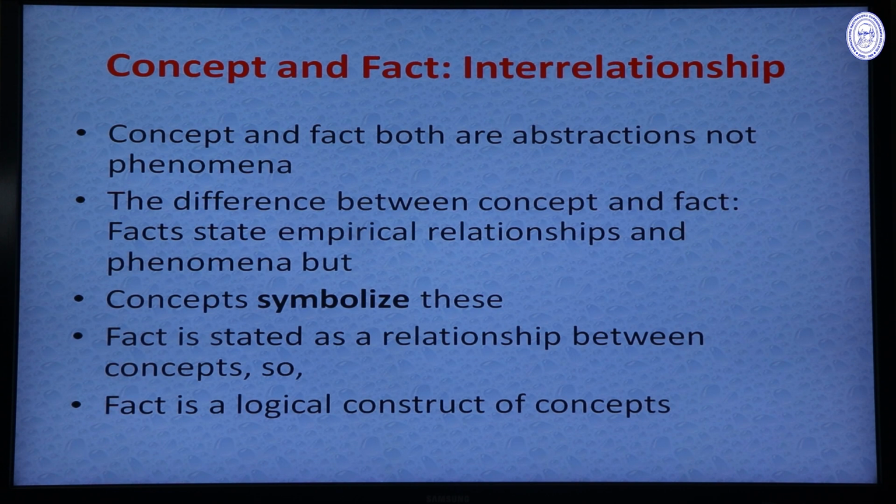Although they both are abstractions of the phenomena, the difference between concept and fact is that facts state empirical relationships between phenomena. Empirical means which you can experience. So, facts state empirical relationships of the phenomenon, but concepts symbolize these empirical relationships between the phenomena. This is the distinction between fact and concept: facts state the empirical relationships and concepts symbolize these empirical relationships.